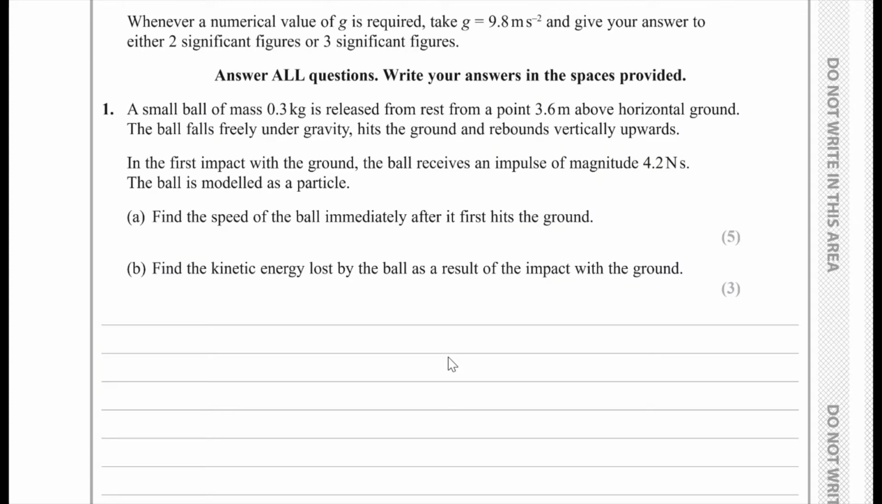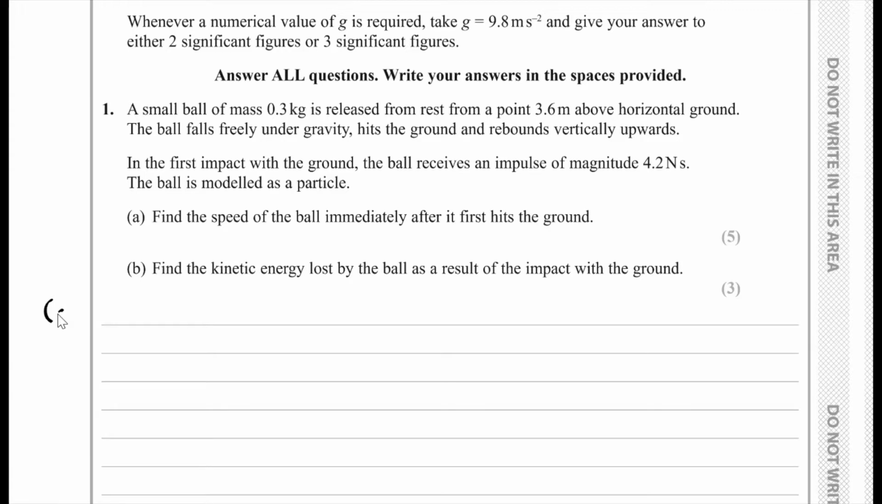Question number 1. A small ball of mass 0.3 kilograms is released from rest from a point 3.6 meters above horizontal ground. The ball falls freely under gravity, hits the ground, and rebounds vertically upwards. In the first impact with the ground, the ball receives an impulse of magnitude 4.2 Newton seconds. The ball is modelled as a particle. For part A, we have to find the speed of the ball immediately after it hits the ground.